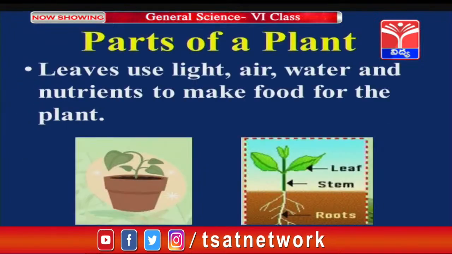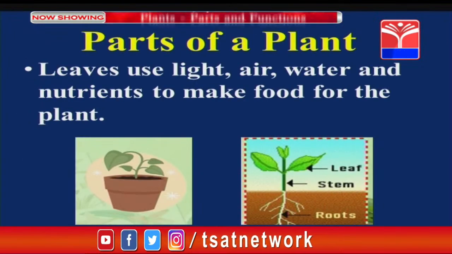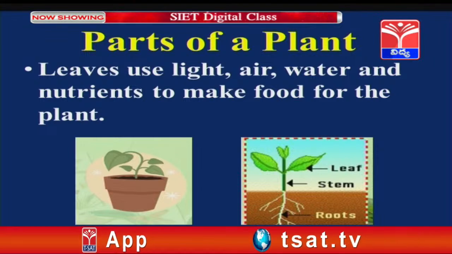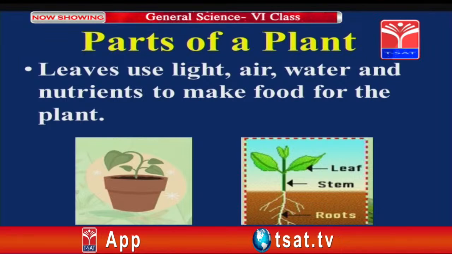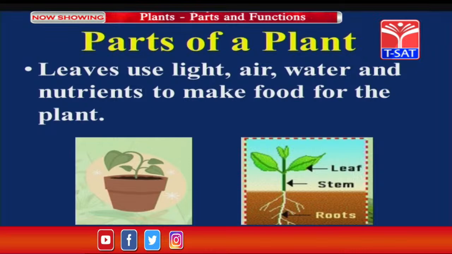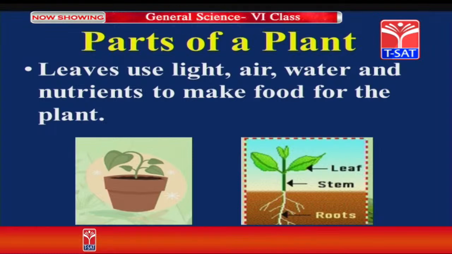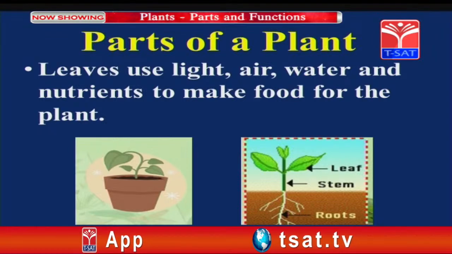Now, you can see here another part of the plant, that is leaves. Have you seen the leaves, children? Yes. What is the function of a leaf? A leaf helps in preparing the food. Here, how do they prepare the food? They use light, air, water and nutrients to make food for the plant. Normally at our home, where do we prepare the food? We prepare the food in the kitchen, isn't it so?